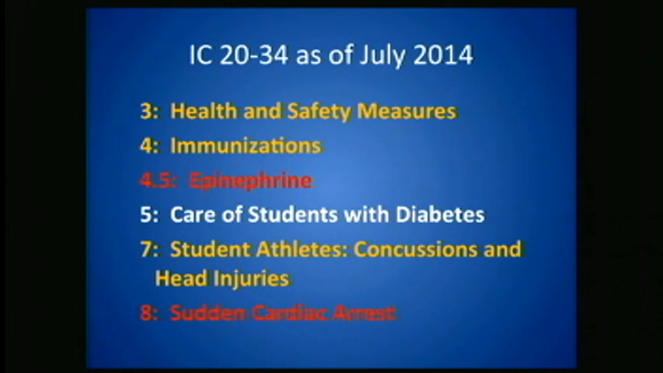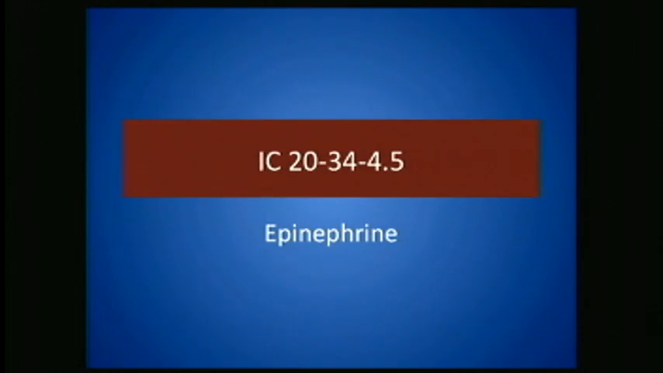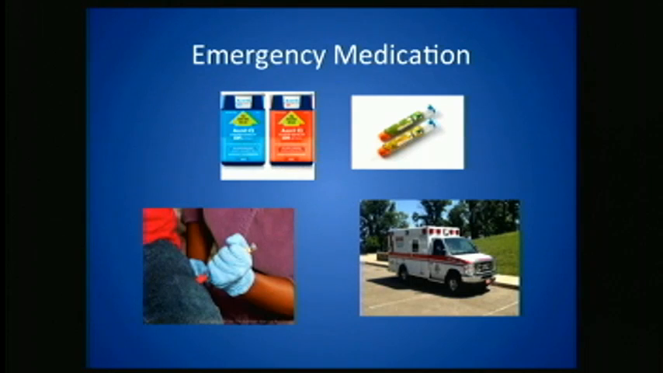So we've looked at chapters 3 and we've looked at chapters 4. So let's move on to a new chapter, which is chapter 4.5. This new chapter 4.5 created the new epinephrine law in this section of the Indiana Code. There are 2 auto-injectable medications available, and these include the Auvi-Q, which is the one that talks to you, and the EpiPen.